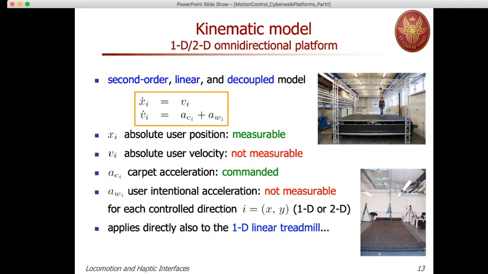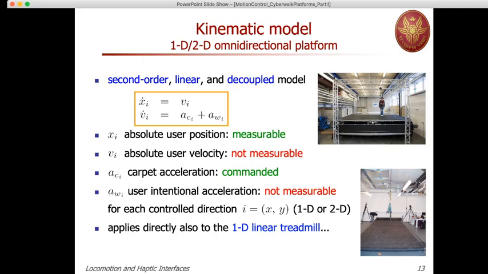So let's characterize these two equations. We have x dot equal v, on purpose I neglect the presence of an index here, and then v dot equal ac plus aw. What are these quantities? X is the position of the user, the absolute position as recorded by the Vicon in the given direction. And this is in fact measured. Not only measurable, but actually measured.